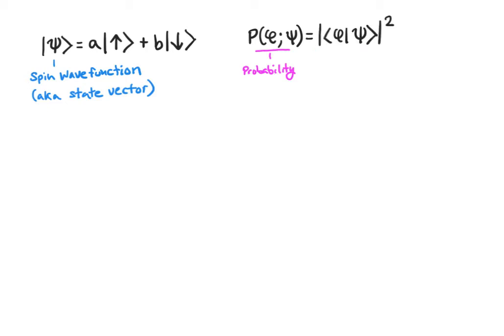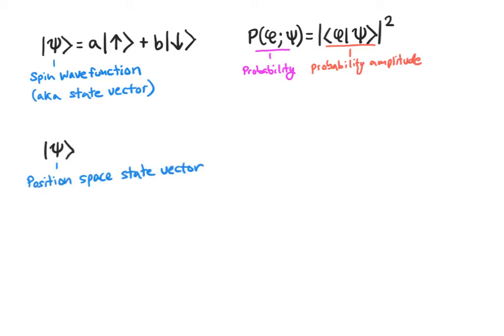And the inner product inside the magnitude squared is called the probability amplitude. We can do the same thing for the position of a particle, though. So, for example, instead of defining a state vector describing the spin of a particle, we can define a state vector describing the position state of the particle. However, we immediately run into a little bit of a problem.